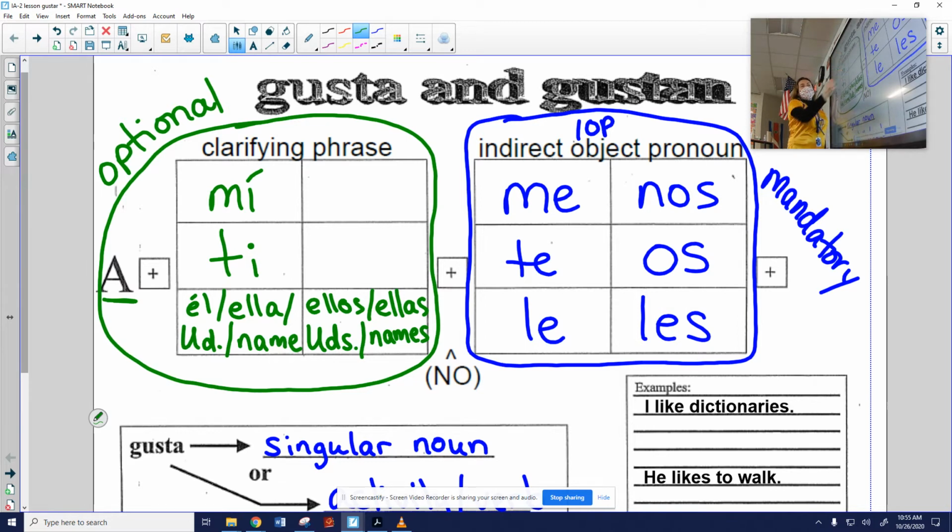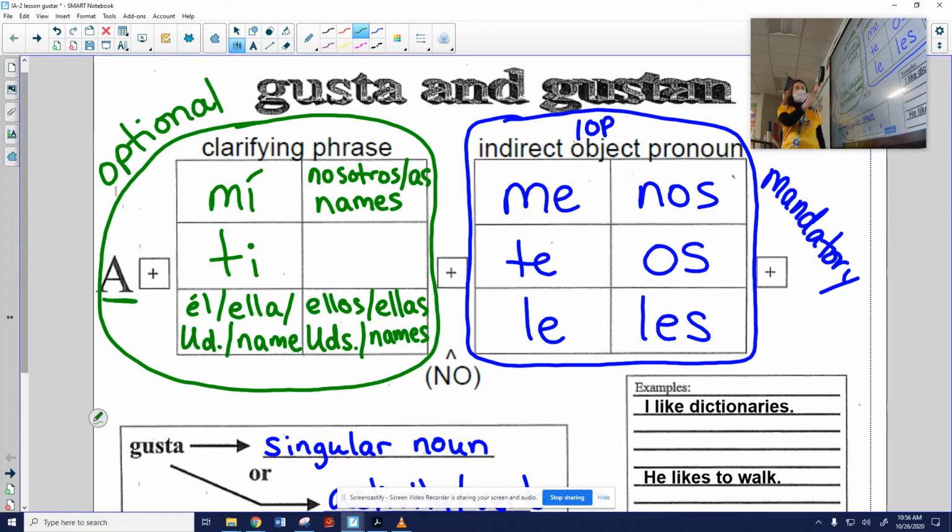For these two, we're going to use the same pronouns we already know for we and you guys, or we could use names. For example, a nosotros or a nosotras nos gusta. Or we could fill in names. For example, a Lily y a mí nos gustan. Lily and me like it. It's pleasing to Lily and me. A Lily y a mí nos gustan.